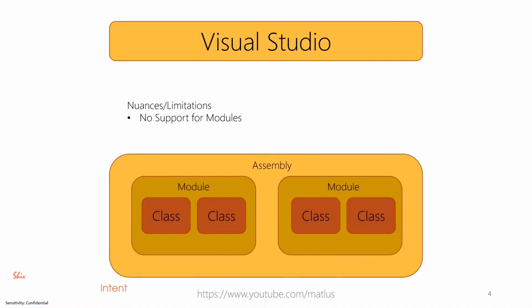And if you look at the slide, you can see that an assembly is comprised of modules, and modules can have multiple classes. The way we see things today in Visual Studio is that an assembly has classes. There's no modules. Yet the C# compiler actually supports modules, but we don't get access to that through Visual Studio. So Visual Studio is not surfacing that feature. That's kind of what I mean by there are certain nuances, if you will.